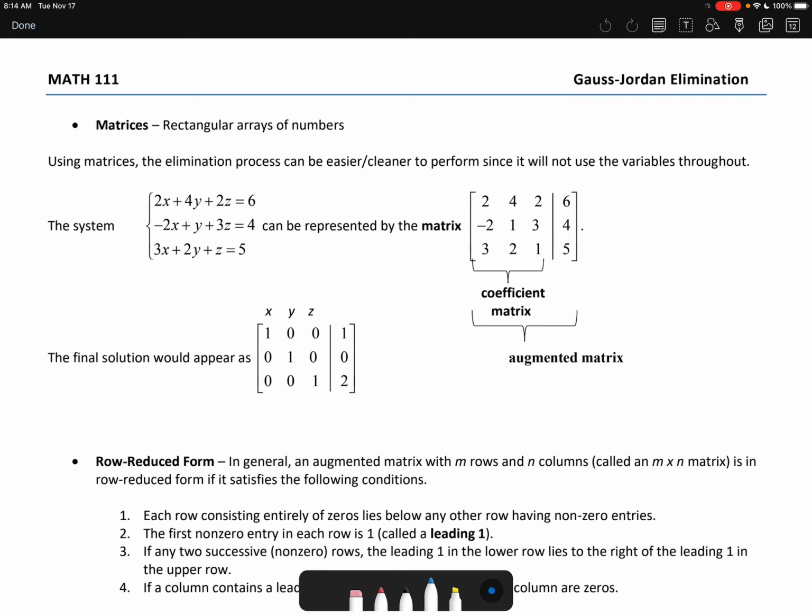We can use them to do this elimination process in an easier and cleaner way, because basically what we get to do is we get to drop out the variables. We do not have to carry through the x, y's, and z's, and it just makes it a lot easier to look at and to work with and a little bit cleaner. So we have this system of three equations shown here with the x, y's, and z's in them. If we turn that into its matrix representation, this is what it looks like.